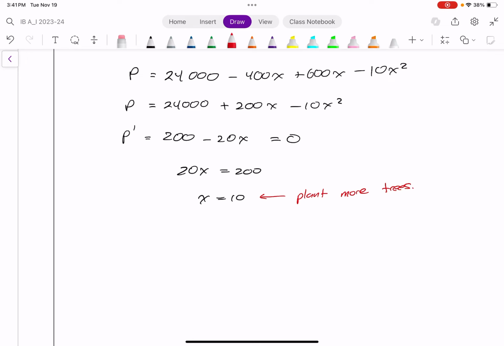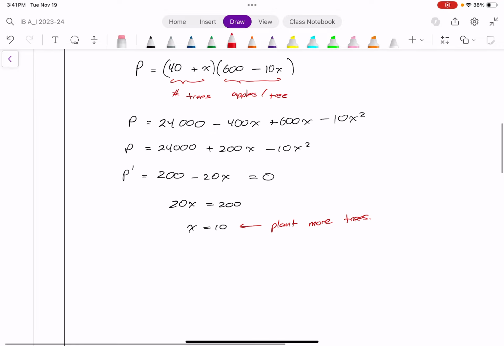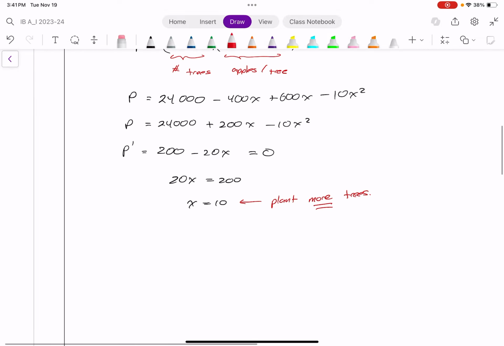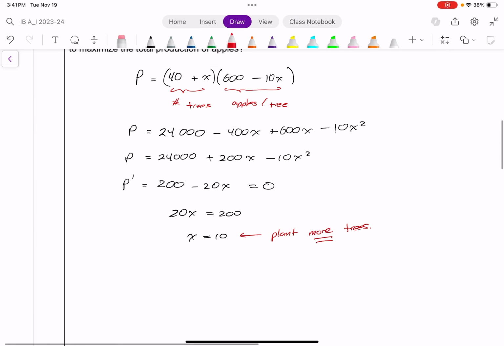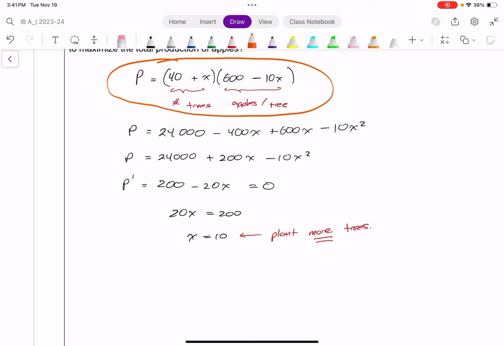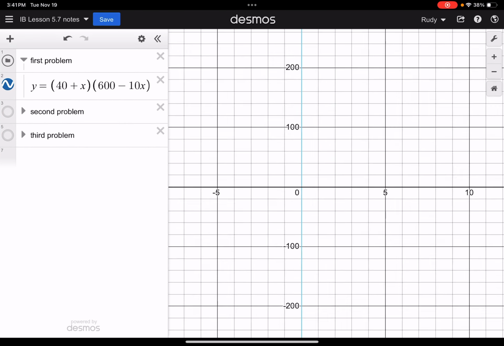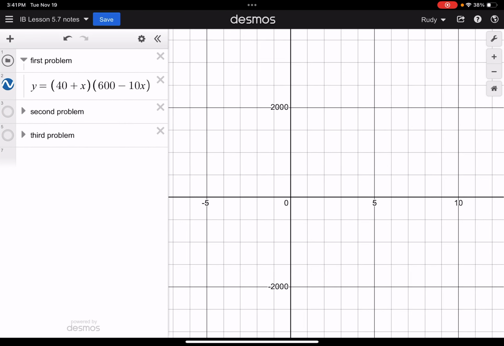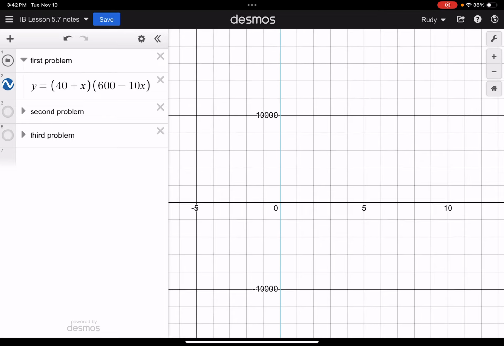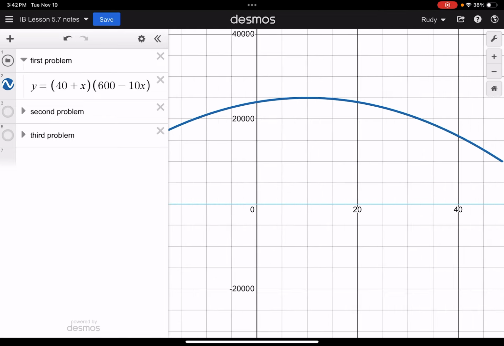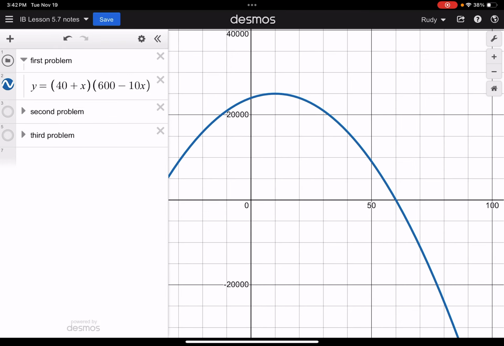And so, well, that's my answer, right? 10 more trees, keep in mind, so we should have a total of 50 trees. Keep in mind, in terms of just the question, as soon as I had this done, I could solve the question by graphing. So I do want to also jump to that. I'm going to graph this, and I have it in Desmos here. Now I need to adjust my scale. My y-axis is the number of apples we're producing in total. My x-axis is the number of extra trees. And so we can see when we plant no extra trees, we have 24,000 apples in total.